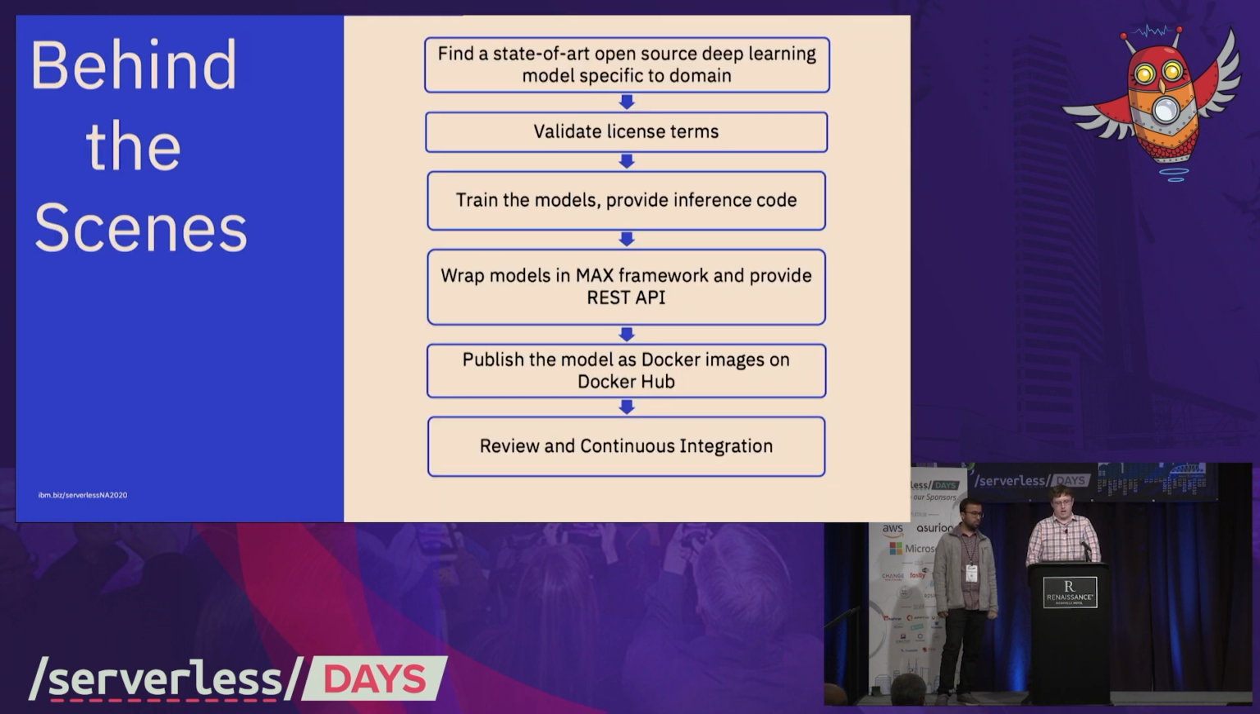Our team, when we make a MAX model, we start by finding state-of-the-art deep learning models, or sometimes creating our own if there isn't a model that exists for the use case we want. Then we verify the license terms to make sure that you can run these in an enterprise. We then train the models and create inference code, or use existing code and weights if it's enterprise friendly. Then we wrap the models inside containers using a Python package we created called MAX Framework that provides a consistent REST API. Then we publish these models on GitHub and DockerHub, and we're always running continuous integration to check the model quality and make sure that software updates don't break anything.